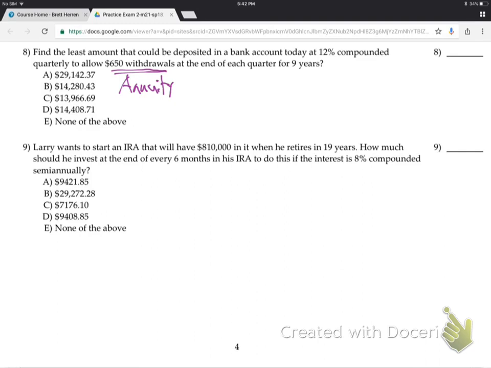Is the big pile now or later? It says find the least amount that could be deposited in a bank account today. The pile is today, so it's present value. So it's the present value of an annuity, and that's our formula. It's the same as the last one, so you just use the present value of an annuity formula.